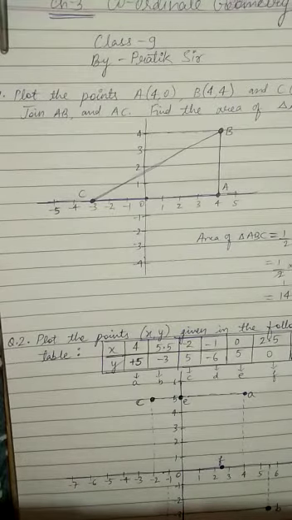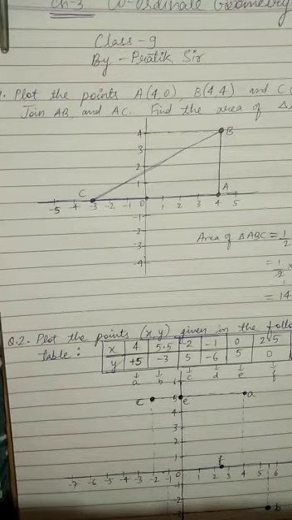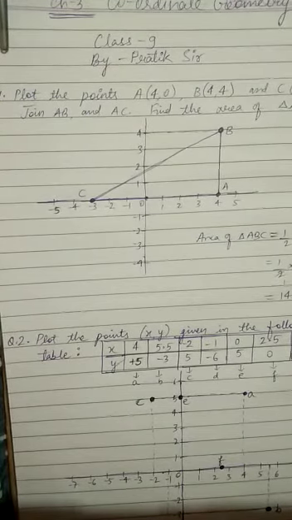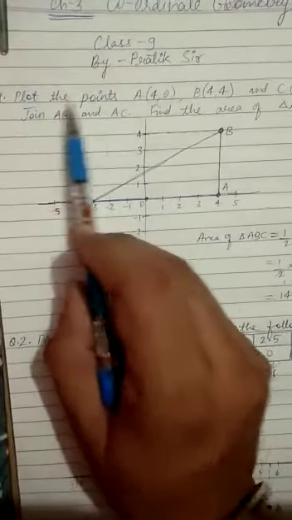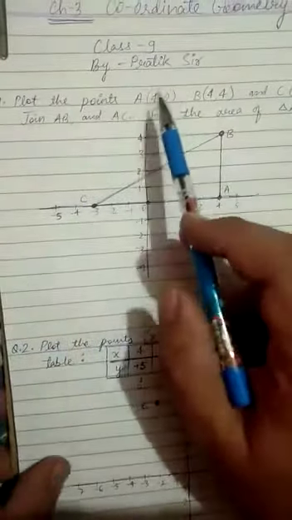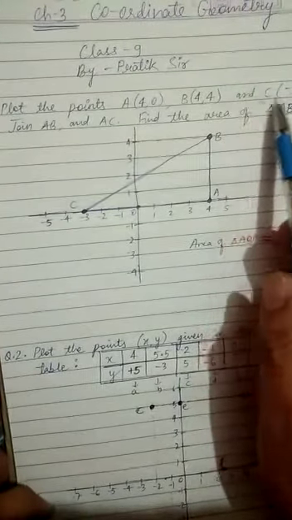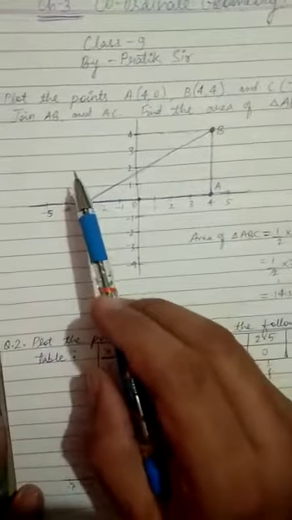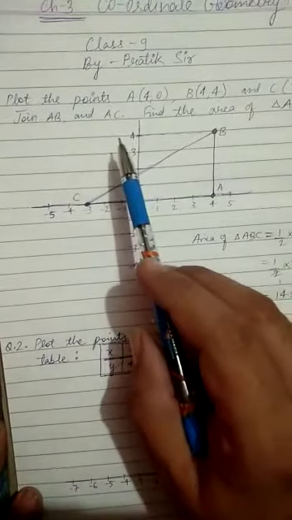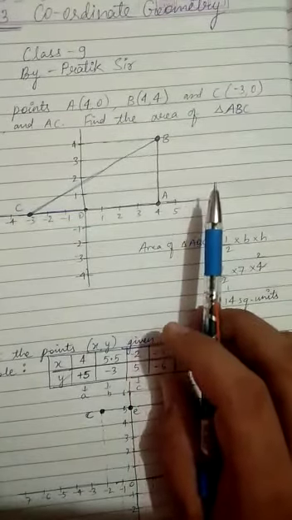In this video, I am explaining some questions from the chapter Coordinate Geometry. See, the question is: plot the points A (4, 0), B (4, 4) and C (-3, 0). Join AB, AC and find the area of triangle ABC.